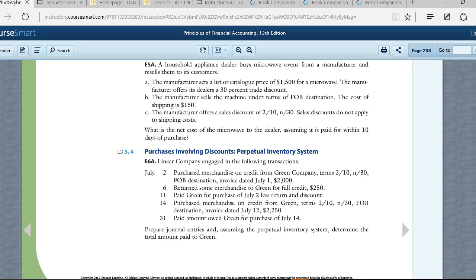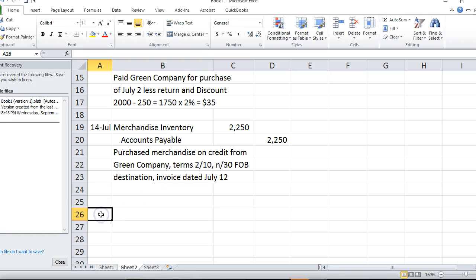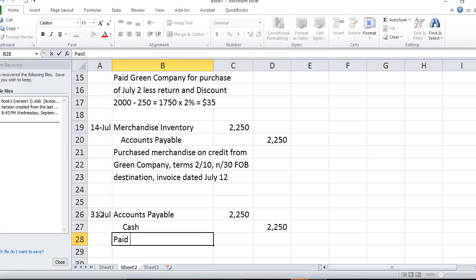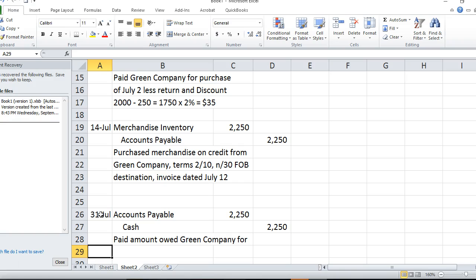On July 31st, we paid the amount owed to Green for purchase of July 14th. Did we take advantage of the discount? We didn't. So all we're going to do on July 31st, we paid him, we debit our accounts payable for $22.50, and we credit our cash for $22.50, and we show the paid amount owed Green Company for purchase of July 14th.